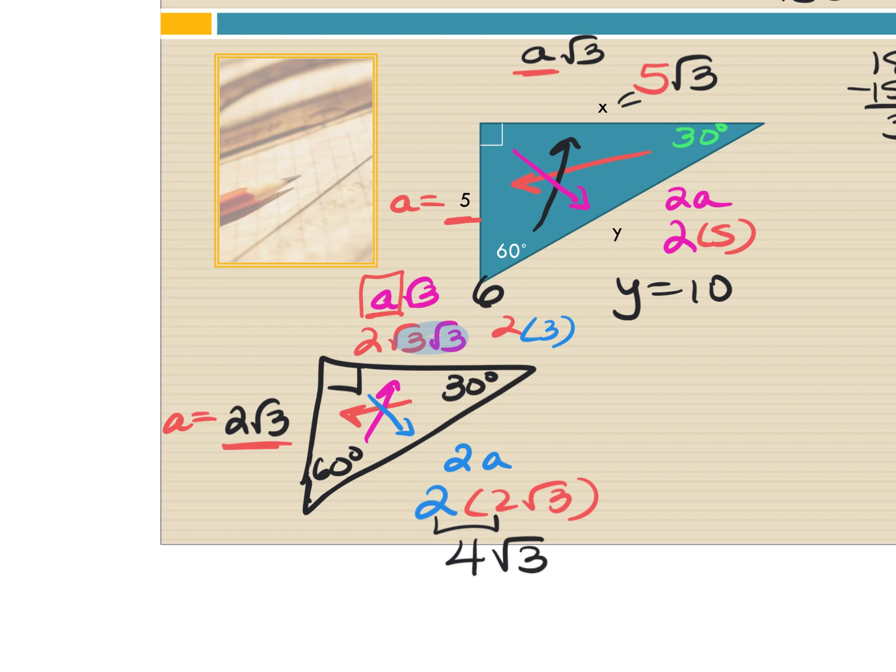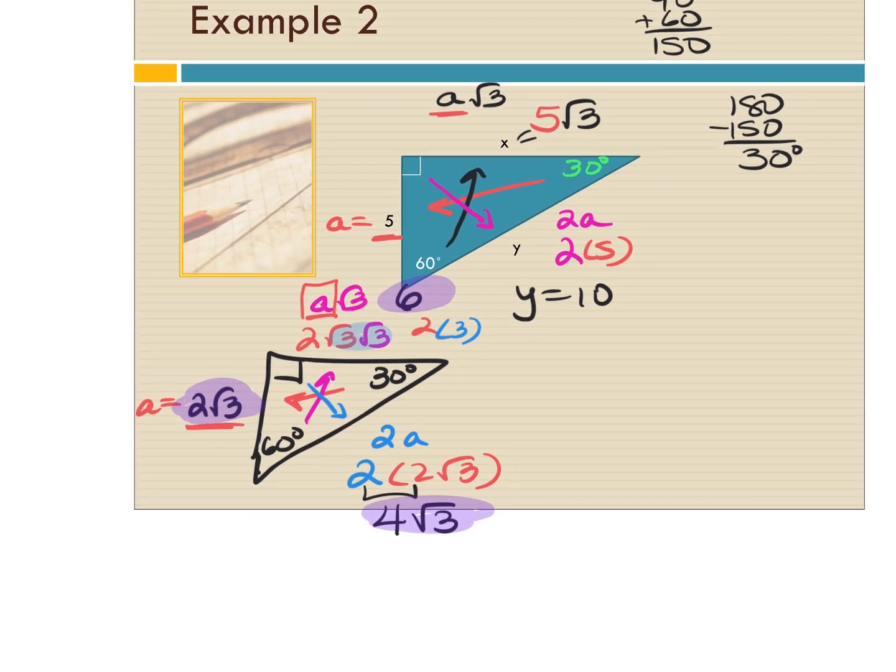So the 3 sides of this triangle are going to be the 6, the 2 square root 3, and the 4 square root 3. To be able to multiply with radicals and rationalize them. Let me do one more, and then we'll bring in our quadrilateral.